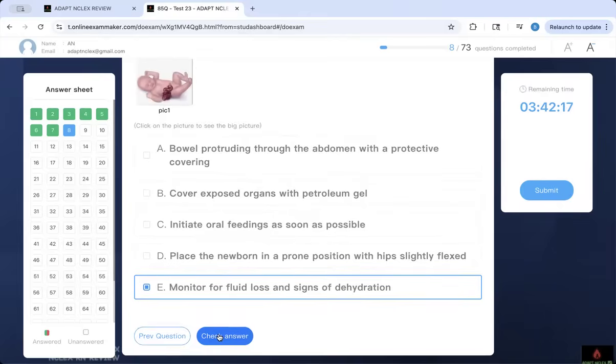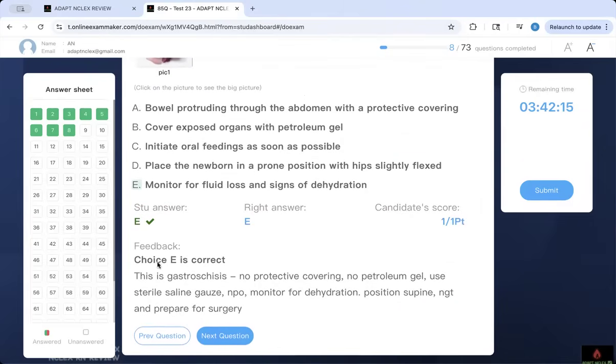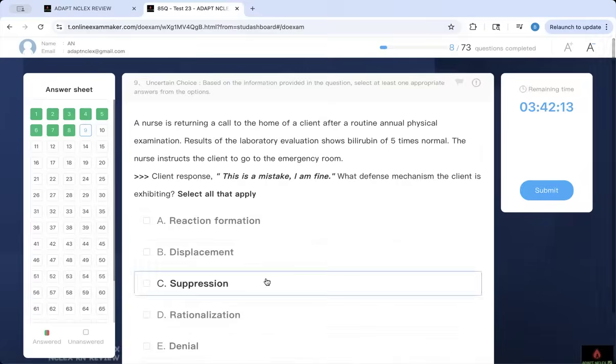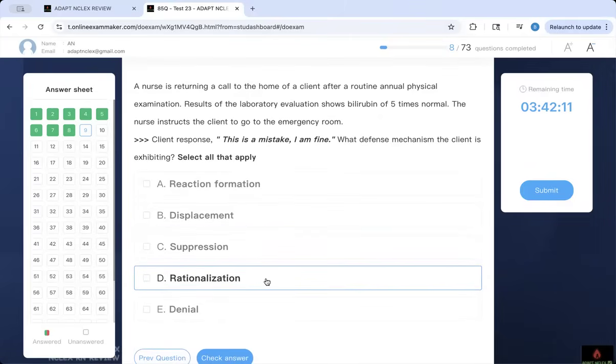This is gastroschisis. Only one answer. Over-select, you lose all of them. This is a mental health question. I want you to be comfortable that when you see this kind of question, you're not going to run away from it. Like I said, common sense. I'm going to teach you how the NCLEX thinks and how to approach them.